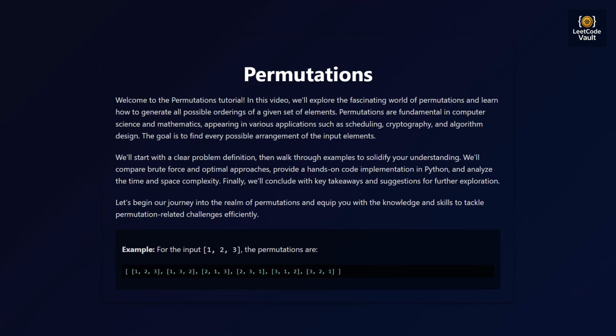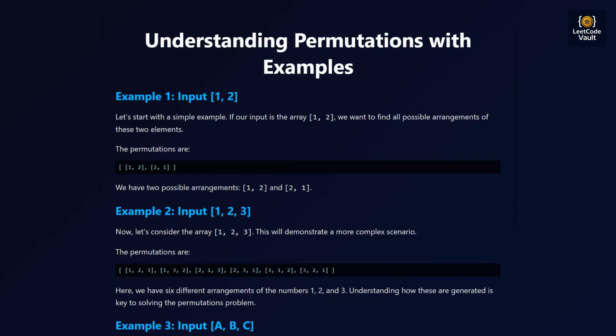For example, if we input the array [1, 2, 3], we should get back a list of lists containing all possible orderings: [1, 2, 3], [1, 3, 2], [2, 1, 3], [2, 3, 1], [3, 1, 2], and [3, 2, 1]. Seems straightforward, right? But the challenge lies in efficiently generating all these permutations. We'll explore different approaches, starting with a naive brute force method and then moving towards a more efficient solution. Let's dive in. Understanding with examples.